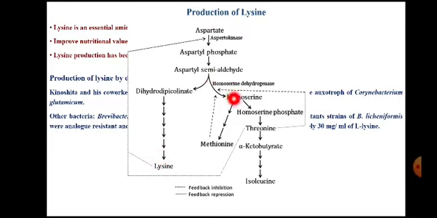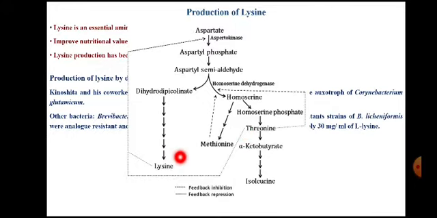Aspartyl semialdehyde then gets converted to homoserine through homoserine dehydrogenase enzyme. Then there is a branch point again here at homoserine. Homoserine through certain intermediates gets converted to methionine. Homoserine gets converted to homoserine phosphate, and threonine further gets converted to alpha ketobutyric acid, and finally there is formation of isoleucine.